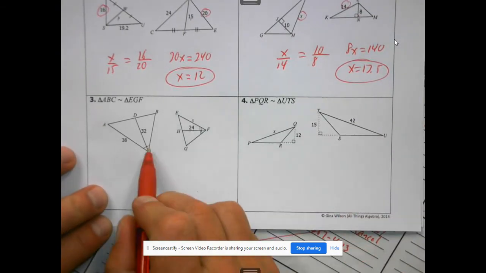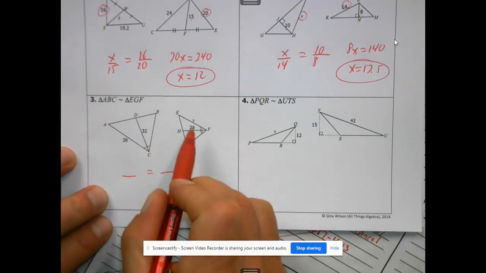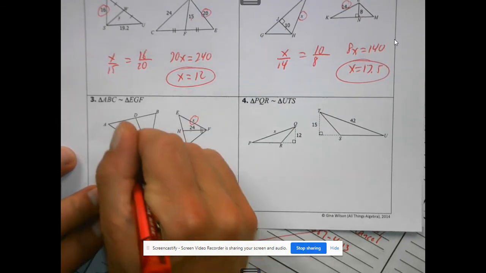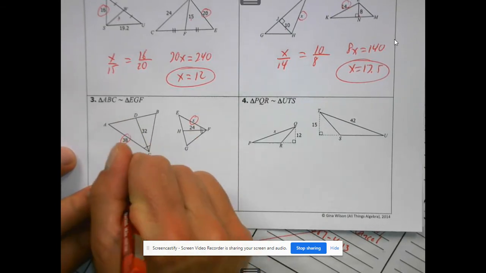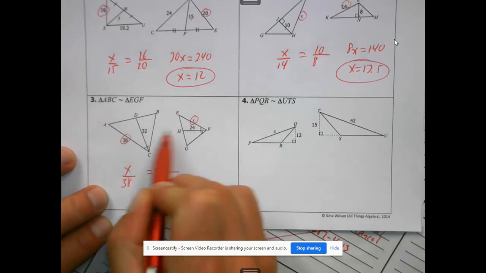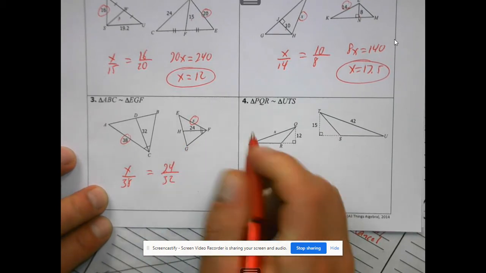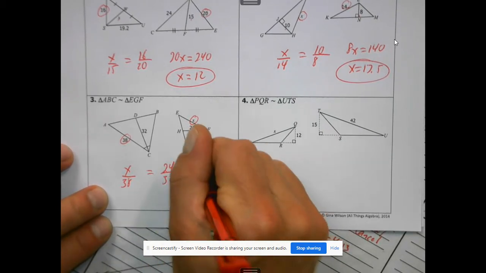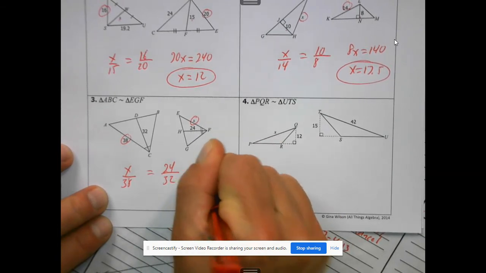Number three, I have angle bisectors here. That allows me to set up a proportion. Find the variable. X matches up with 38. X over 38. Check it out, right to left, right to left, 24 over 32. Cross multiply, we'll have 32x equals 912. 32 goes in there 28.5 times.